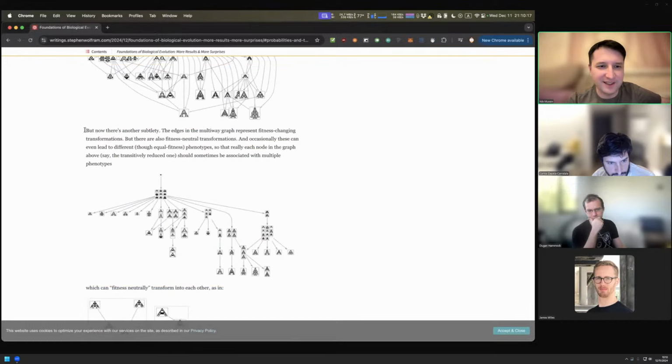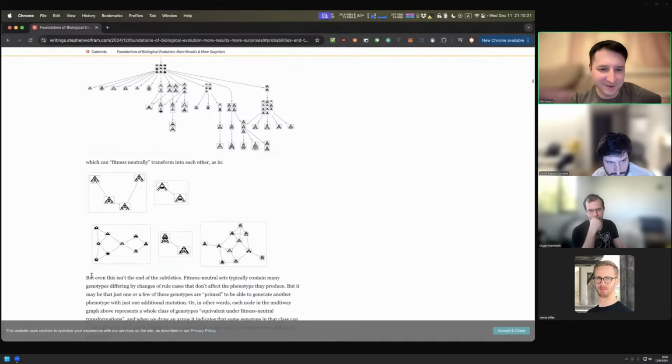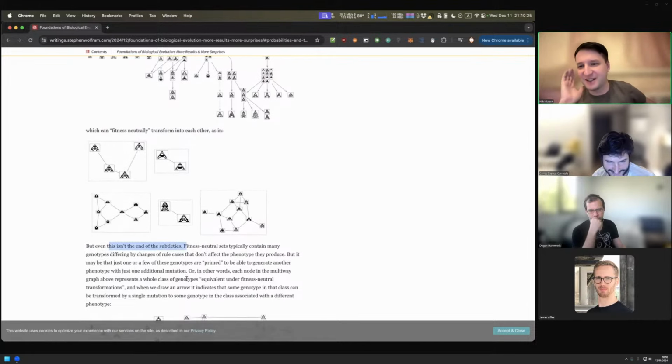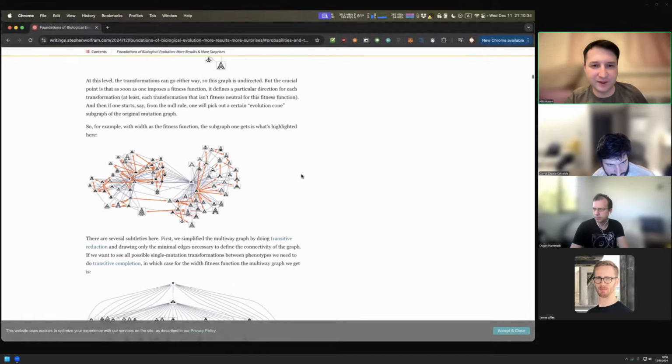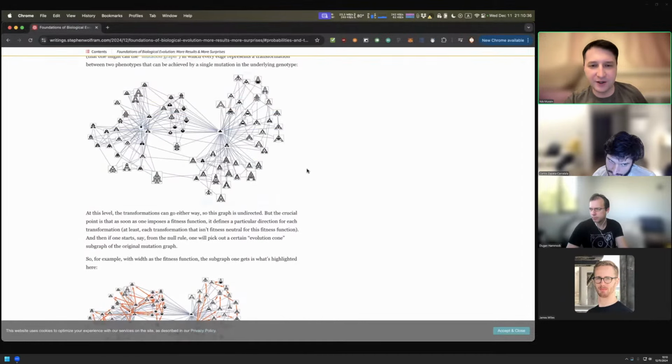There are multiple subtleties, like even Stephen describes it, but there's another subtlety and another subtlety, and even this isn't the end of all subtleties. Basically, there are more details one has to read through in order to understand what those pictures actually are and what they represent. For now, you just have to understand there's a mutation relation.